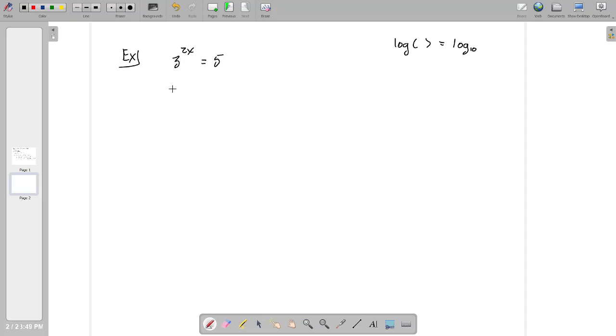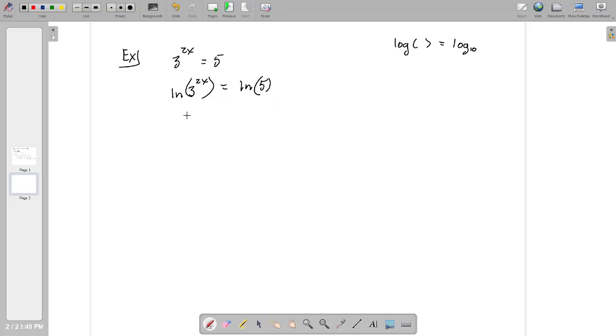So if we take the ln of both sides, we get ln of 3 to the 2x equals ln of 5. Now, there's some reasons that we can do this that you don't need to know for this class, but just suffice it to say that you can take the log of both sides, and it is still an equivalent equation.